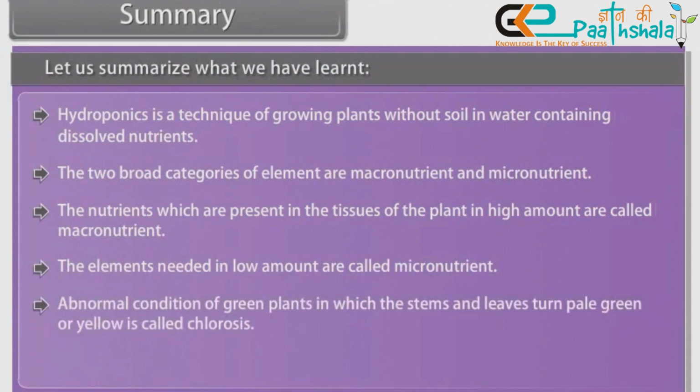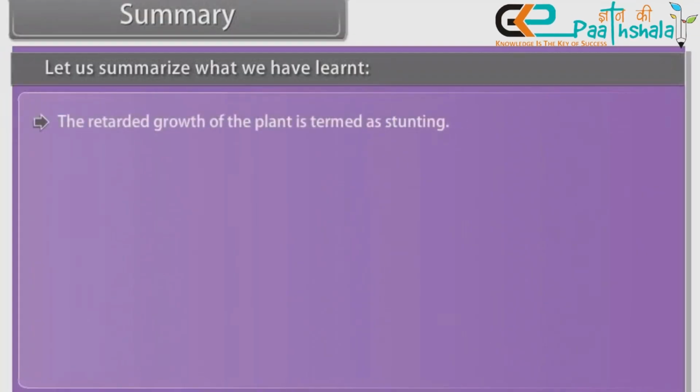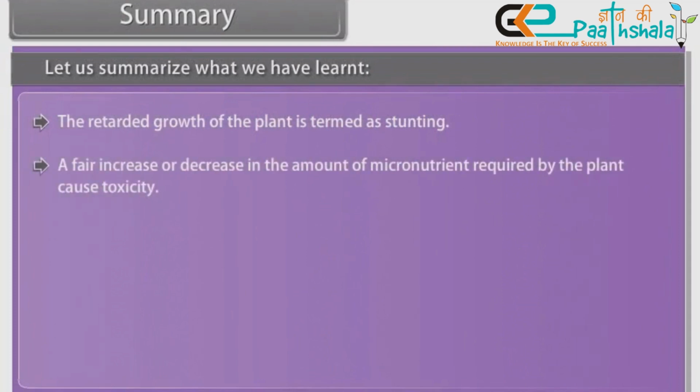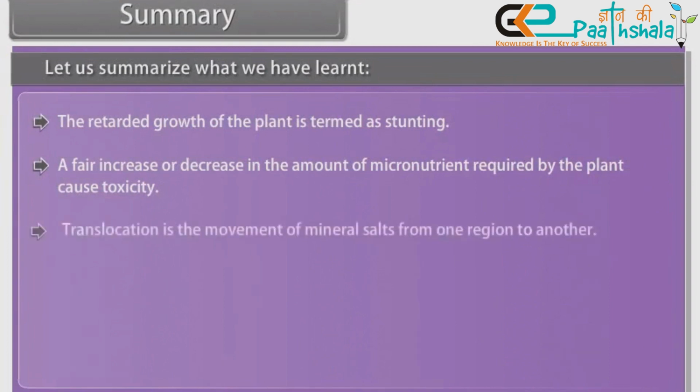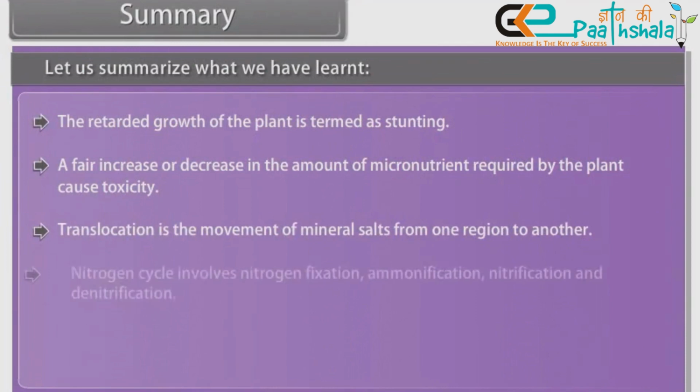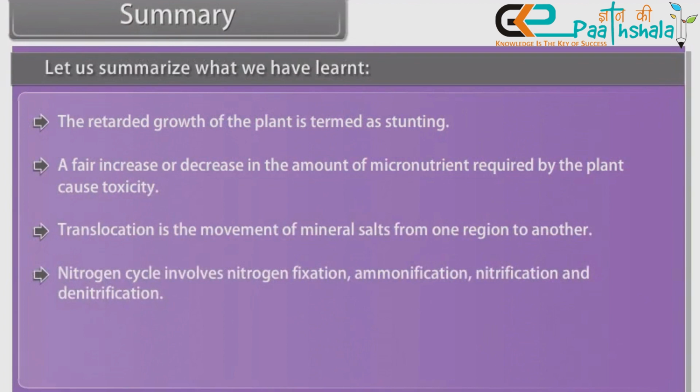Abnormal condition of green plants in which the stems and leaves turn pale green or yellow is called chlorosis. The localized death of tissue of leaves is called necrosis. The retarded growth of the plant is termed as stunting. A fair increase or decrease in the amount of micronutrient required by the plant causes toxicity. Translocation is the movement of mineral salts from one region to another. Nitrogen cycle involves nitrogen fixation, ammonification, nitrification and denitrification.